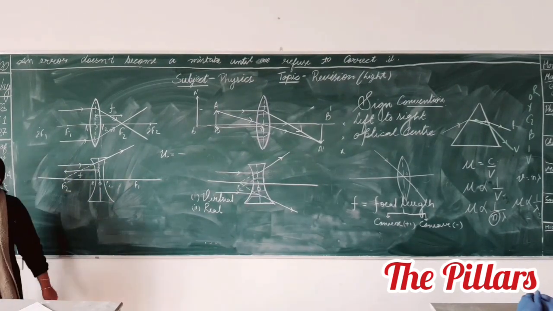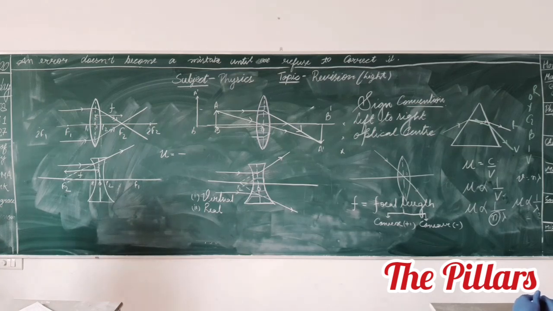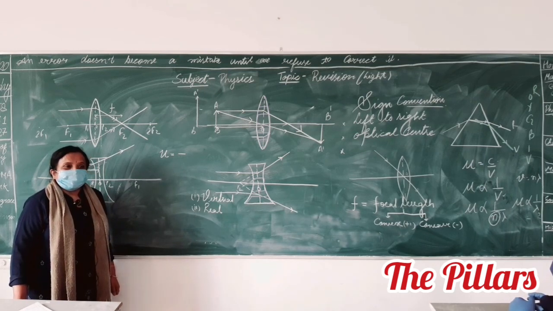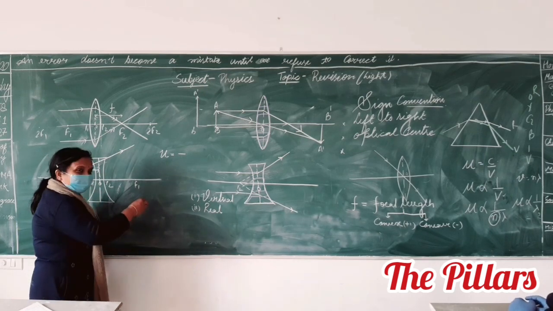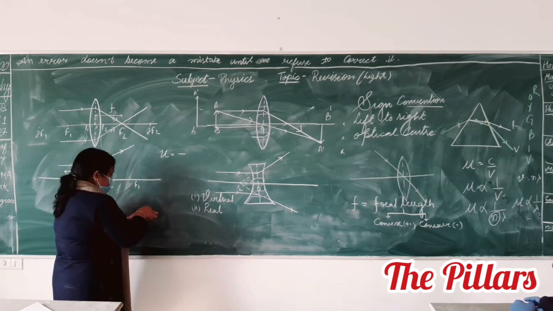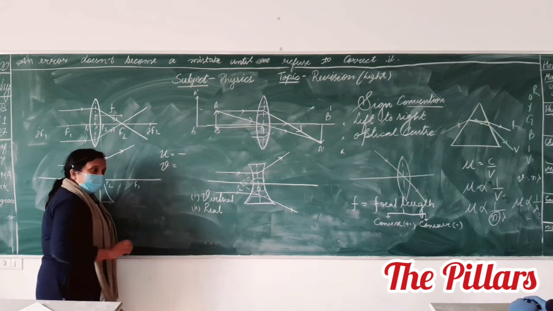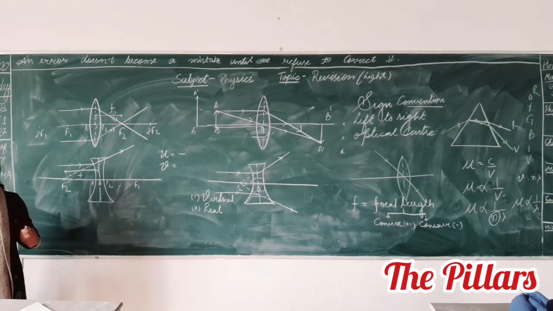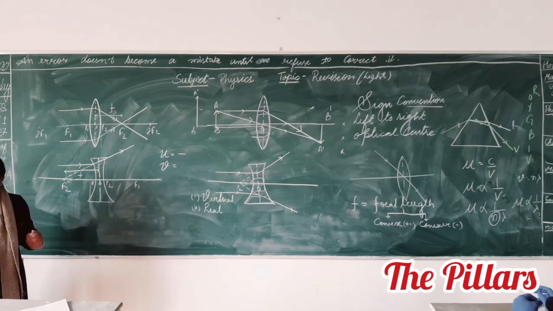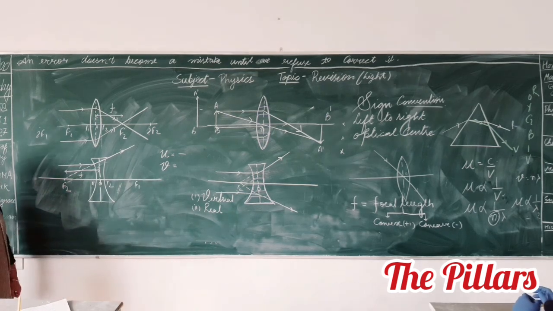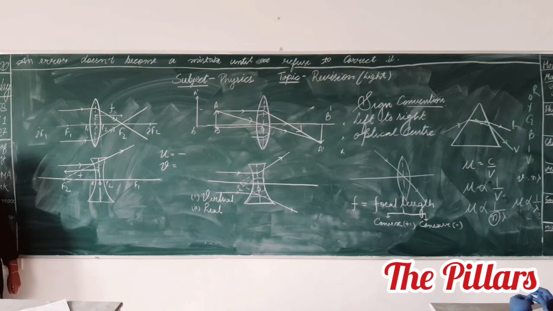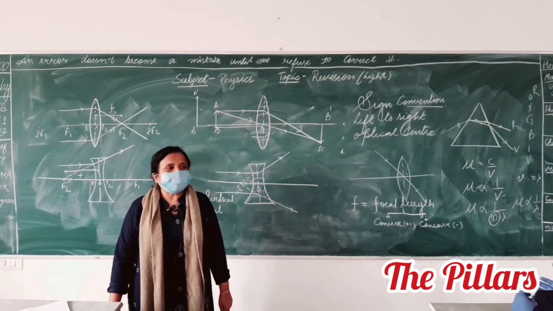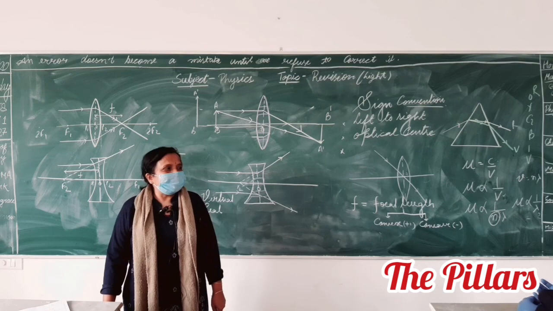And with which alphabet do you denote this image distance? I. Who said I? Ayush? V. Okay? And if the image is virtual, what is the meaning of virtual? In front of the lens. That means it will be positive or negative? Again you have started playing with me. Ujjwal, you said positive. No, I heard him saying positive.